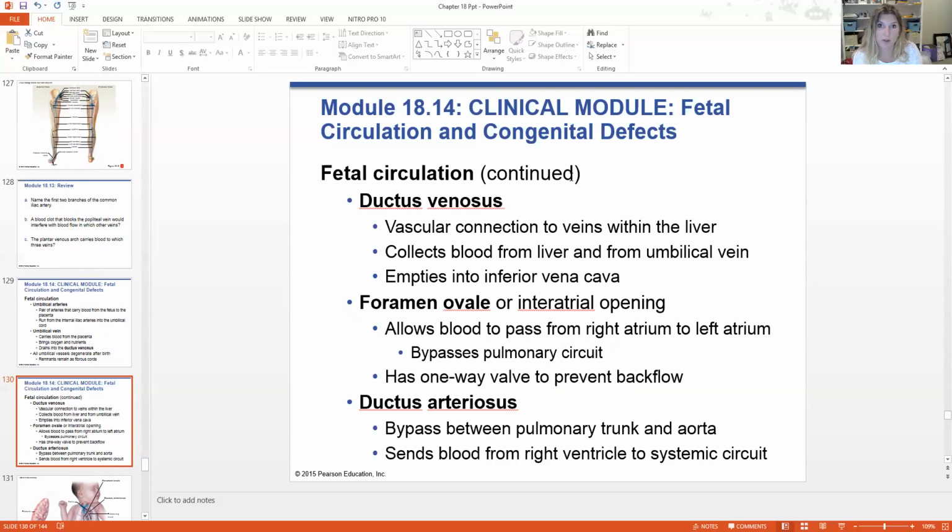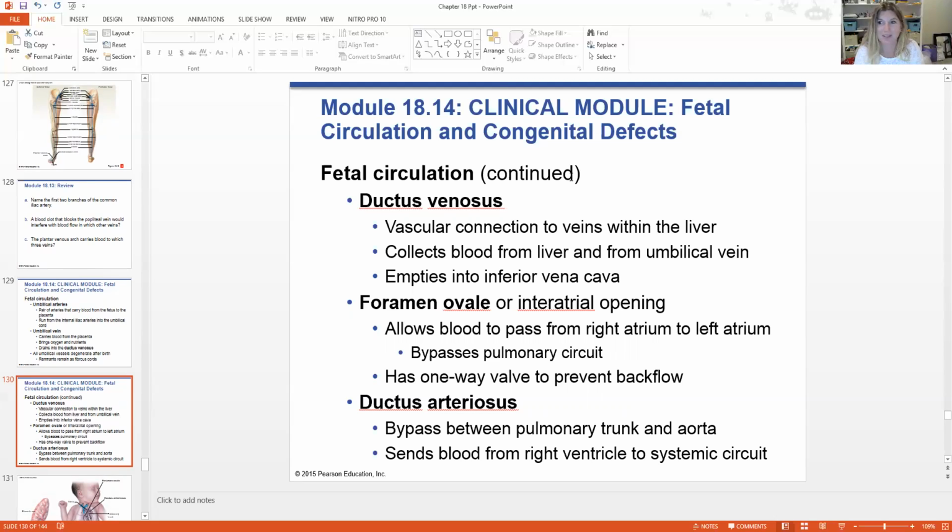Another fetal feature is called the foramen ovale, or the interatrial opening. It's actually a hole in your heart. Fetuses, unborn babies, have a hole between their atria. This is going to allow the blood to flow from this ductus venosus, which jumped into the inferior vena cava, to the right atrium. And now this right atrium blood is going to go into the left atrium.